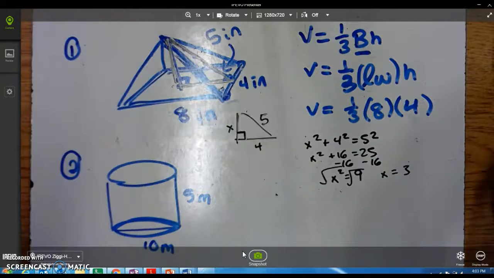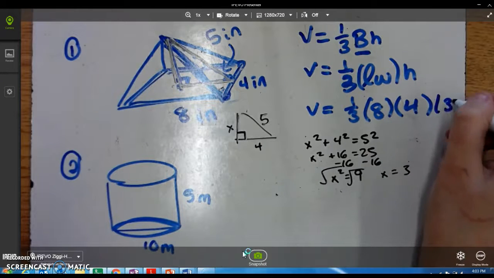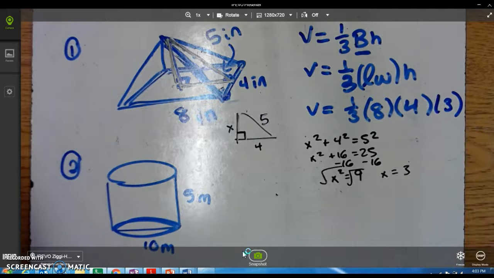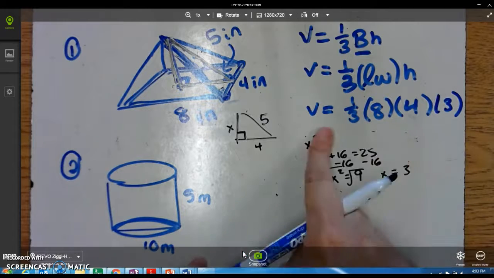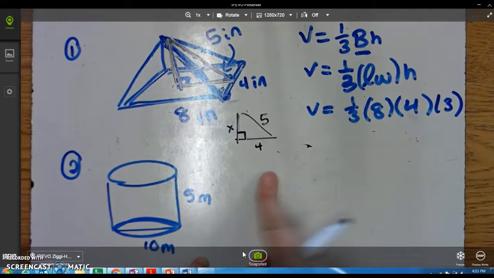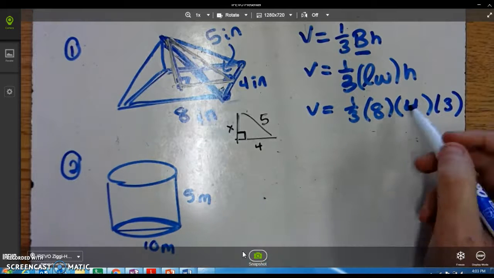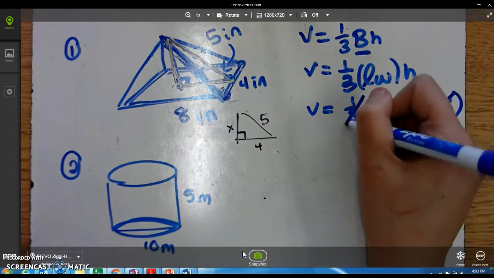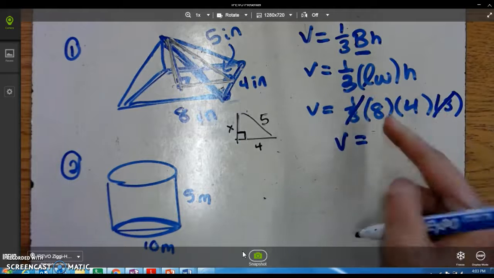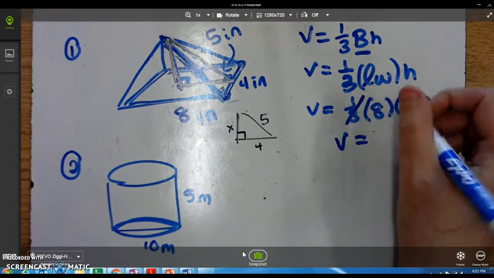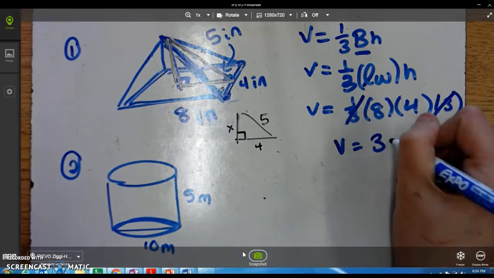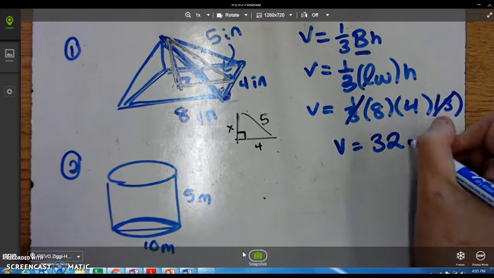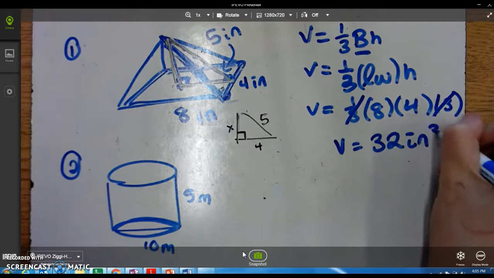Now we're going to take this and plug it in. And just because I put this in a bad place, I'm going to go and erase that. I'm going to go ahead and cancel out 1/3 and 3. They are reciprocals, which means that my volume is just 8 times 4, which is 32 inches, and we're doing volume, so it's cubed.